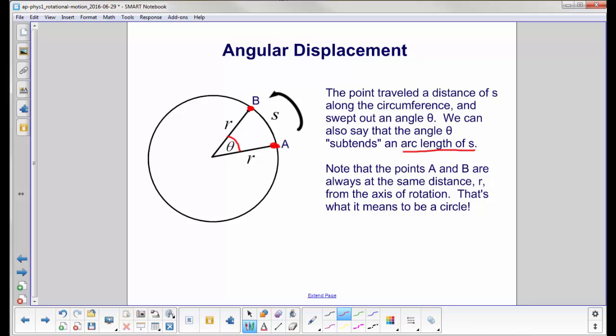Note that the points A and B are always at the same distance r, right? The radius from the center of the circle, also the axis of rotation. That, of course, is what it means to be a circle. When you're on the circumference, you are always the same distance from the middle.